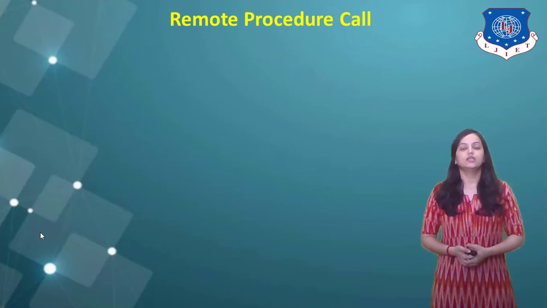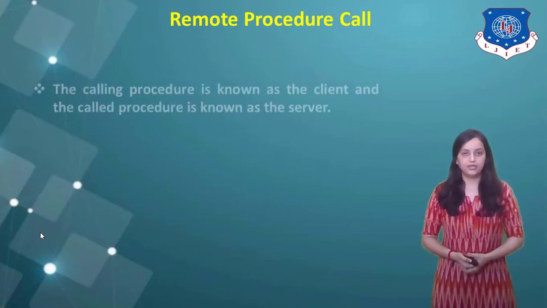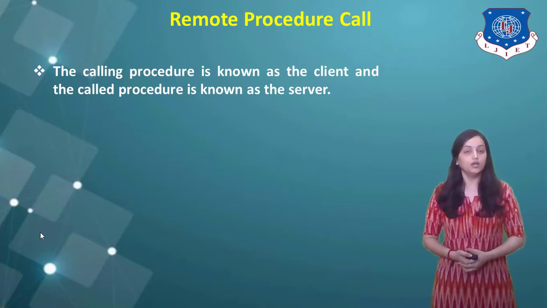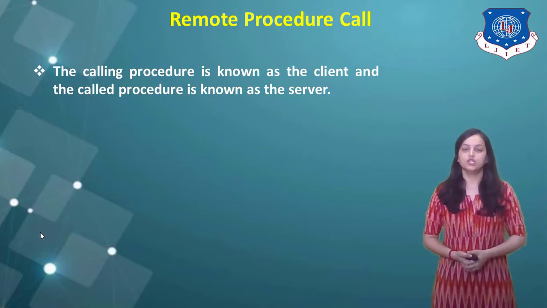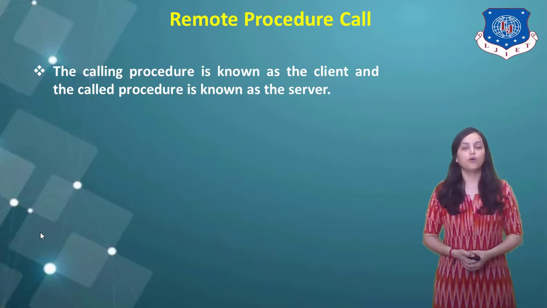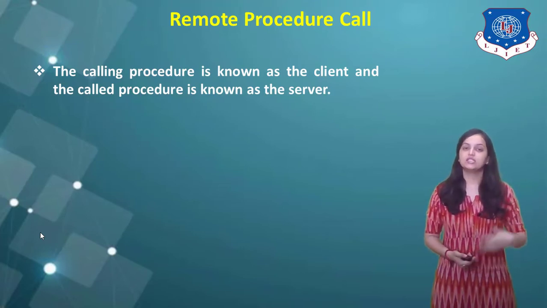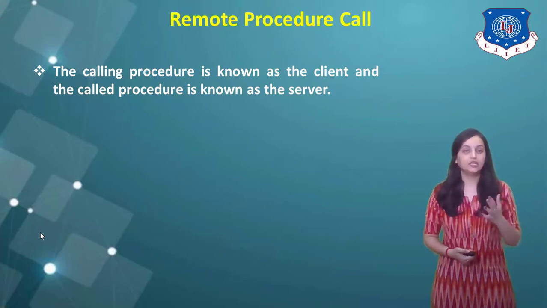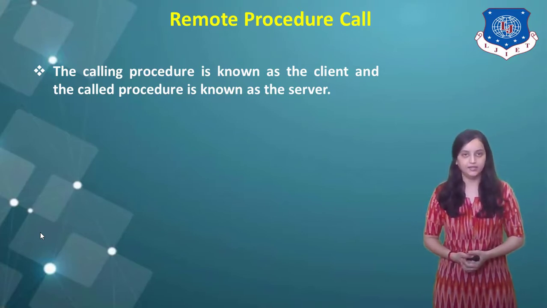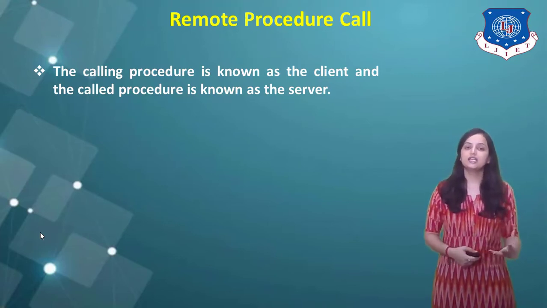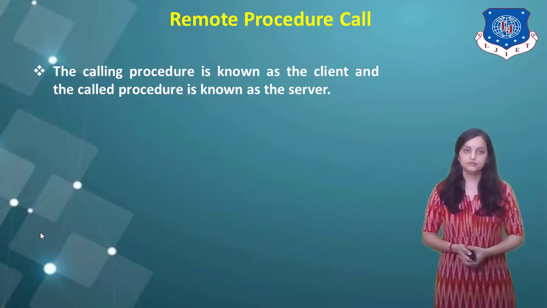Now, for UDP, remote procedure call is used, that is RPC. So what is the remote procedure call? The calling procedure is known as the client and the called procedure is known as the server. So to understand the RPC for UDP, whenever data is to be sent, the calling procedure is known as the client and the called procedure is known as the server. So this is called the client server model.